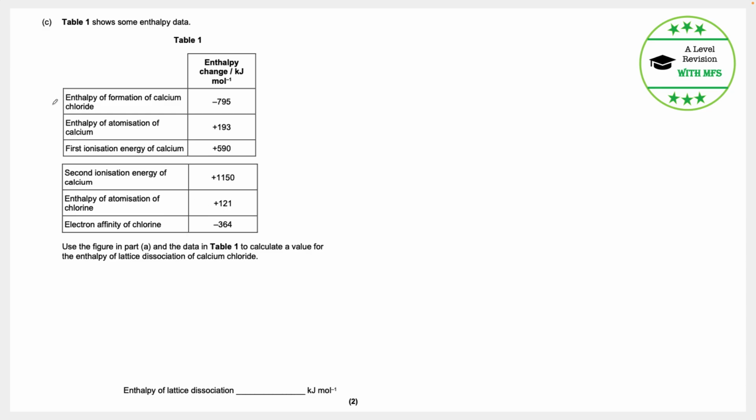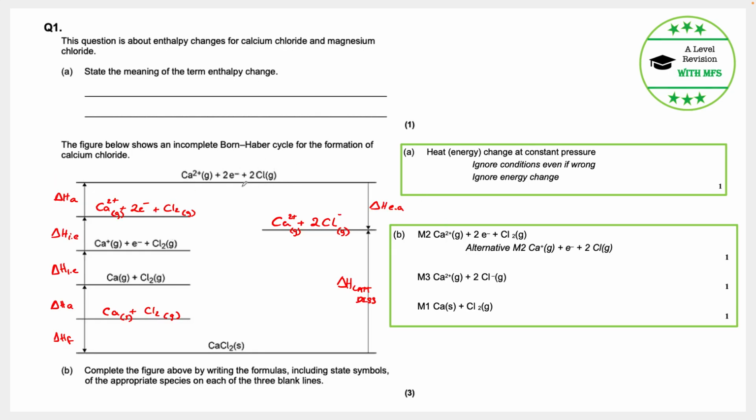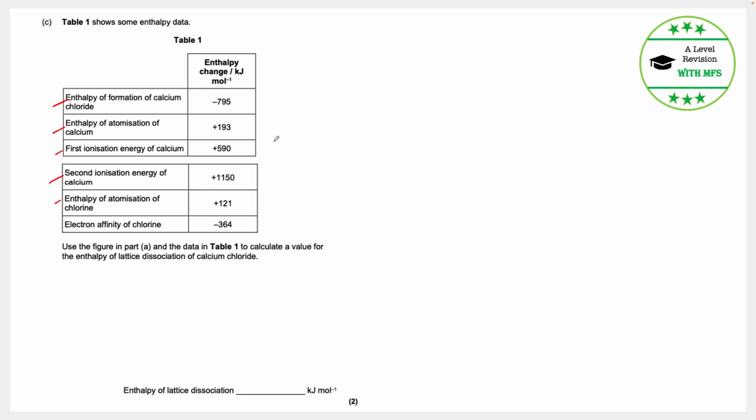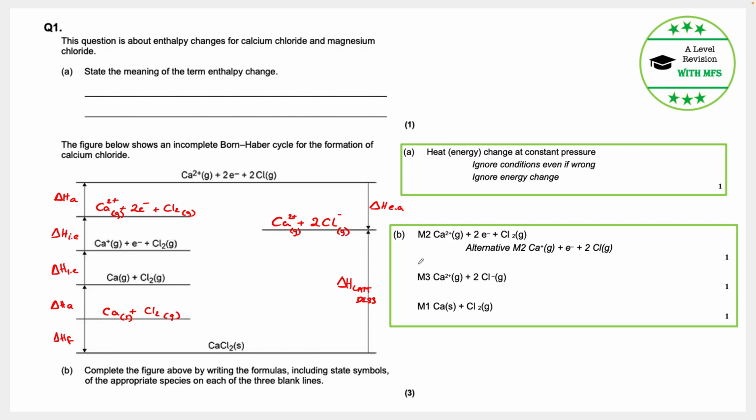So we're given the formation, the atomization, the ionization energy, the second ionization energy, the atomization of chlorine, and the electron affinity of chlorine. Now, the key part to remember here is that we have 2 atoms of chlorine. Because we have 2 atoms of chlorine, any stage which has chlorine present, where something's happening to the chlorine, you multiply the value for chlorine by 2. What we are trying to work out is the lattice dissociation.